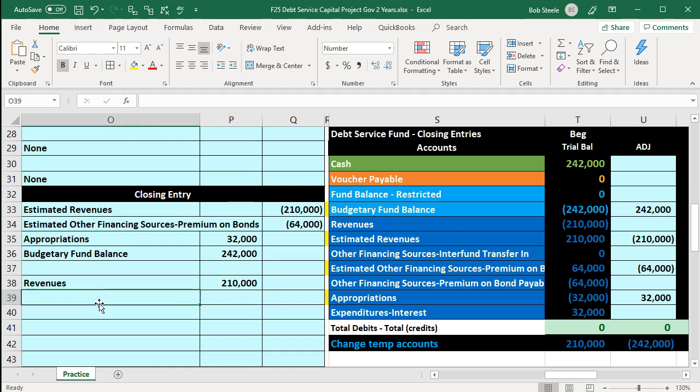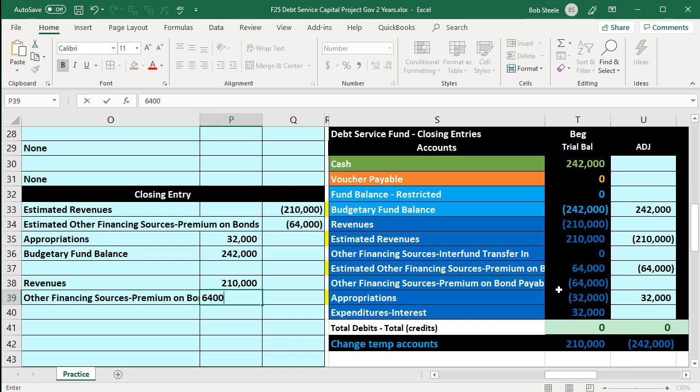And then we have the other financing sources for the premium. That's the 64,000. So this is going to be other financing sources. It has a credit, so we're going to do the opposite and debit it for 64,000. And then we have the expenditures, and it's got a debit, so we're going to credit it. So we're going to say, all right, expenditures, we're going to credit it for whatever we need to do to make it go to zero. So there we have that.